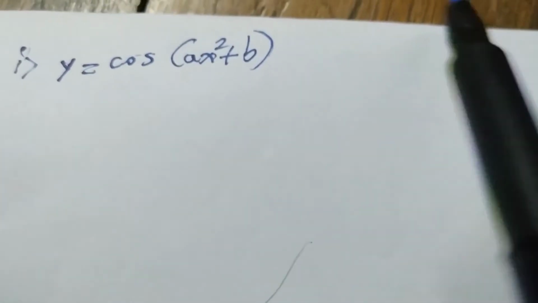Now we have to find out dy/dx. We know the formula for differentiation of cos x, but we do not know the formula for cos of ax square plus b, where a and b are constants. So we have to apply the chain rule here. Now how to do that?